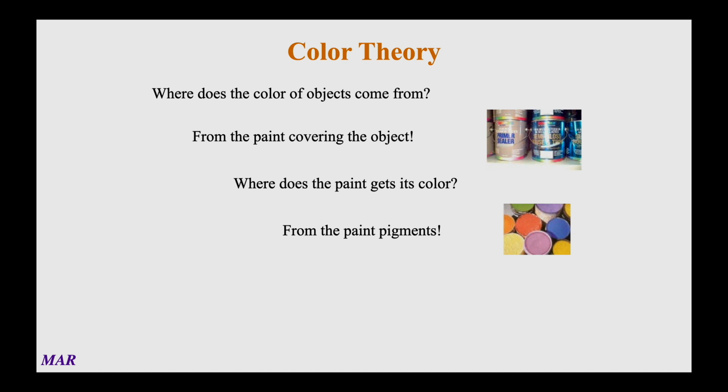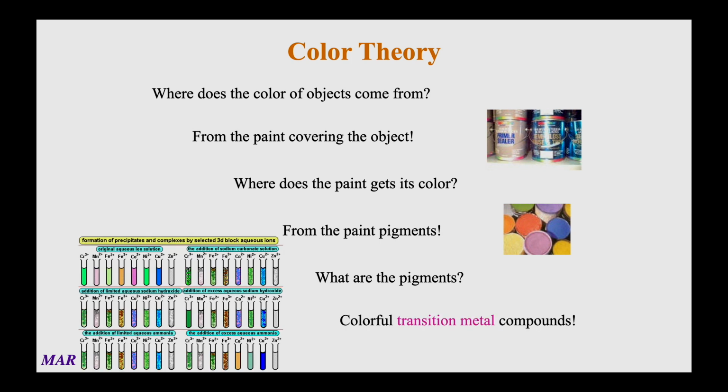Well, you know what's coming next. What exactly are the pigments? Great question. Those are basically colorful transition metal compounds. And the transition metals, especially the ones that are ionic, have an incredible array of different colors. This little picture in the lower left shows some of the colors. It's a series of metals: chromium, manganese, iron, iron plus 2, iron plus 3, cobalt, nickel, copper, zinc. But you can see how as you change what's around them, the colors change.